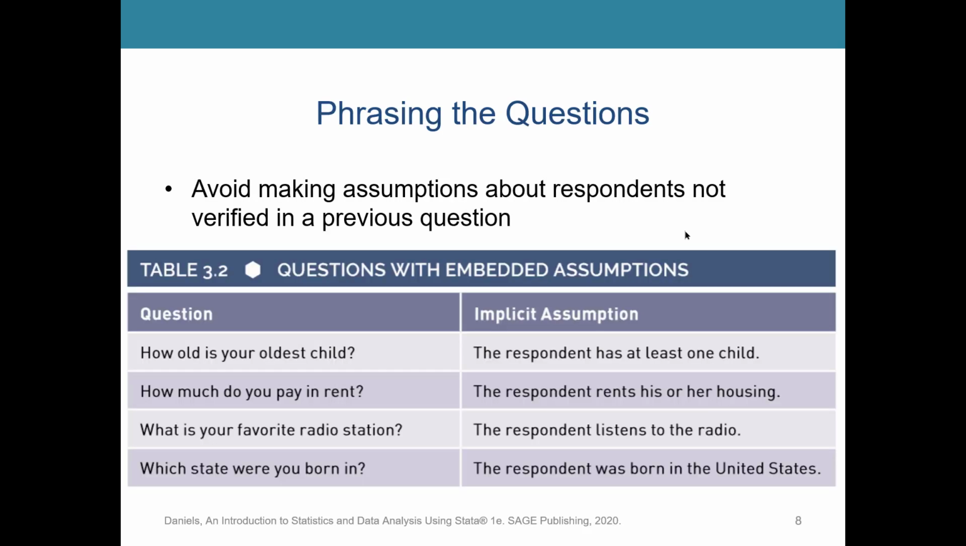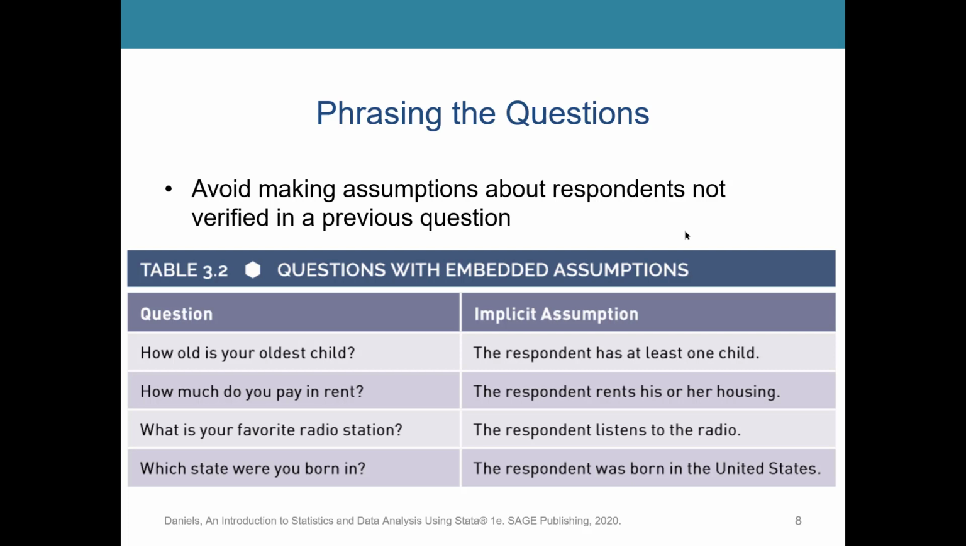So here's some examples. You want to avoid making assumptions about respondents that's not verified in the previous question. So if I say to somebody, how old is your oldest child? Well, that assumes that the person has at least one child. What if they don't? You can't ask that question. How much do you pay in rent? It assumes that you're renting your home. What is your favorite radio station? It assumes that you listen to the radio. What state were you born in? It assumes that the person was born in the United States. So you want to be careful with all of your assumptions.